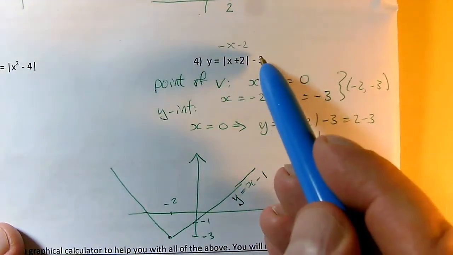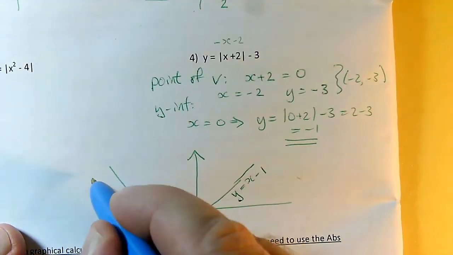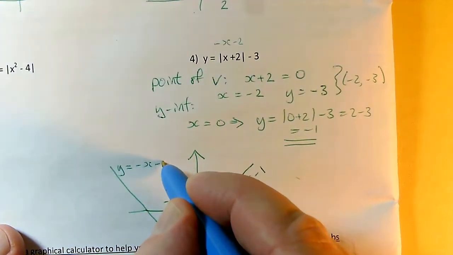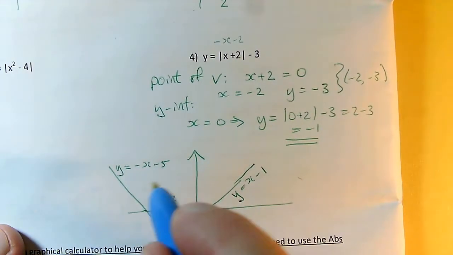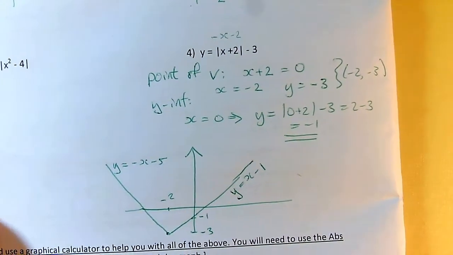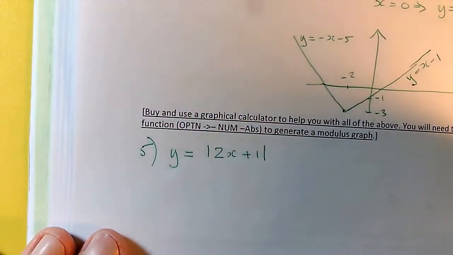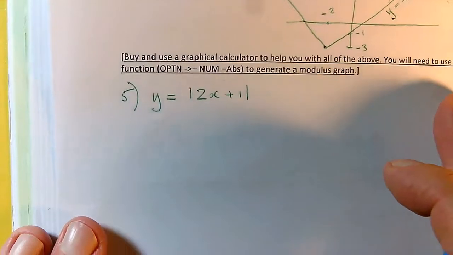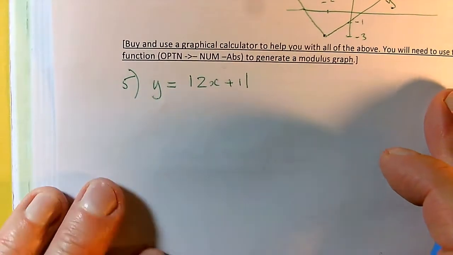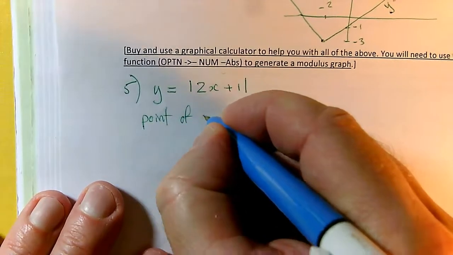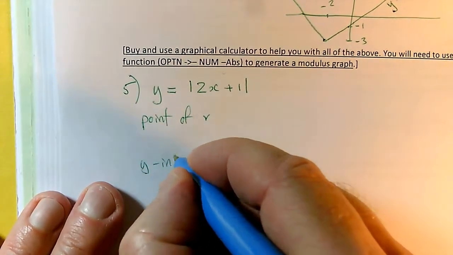And if I can incorporate the minus 3 with that, I can see that this side is going to have equation y equals minus x minus 5. And knowing the equation of each branch can be useful in many situations. Okay, the next one I want to look at is this one down here, y equals modulus of 2x plus 1. So the template says we want the point of the v, and we want the y-intercept.